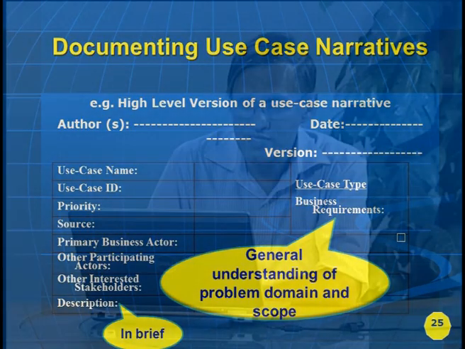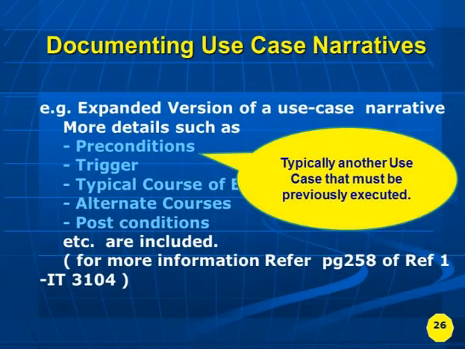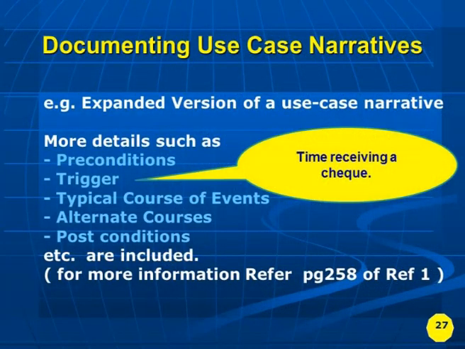You give the use case type, business requirements, and then you can have an expanded version where you have things like preconditions. Typically another use case must be executed previously before this use case, you can indicate that, or the triggering event, where when a check is received, you may trigger this use case, you can indicate that.